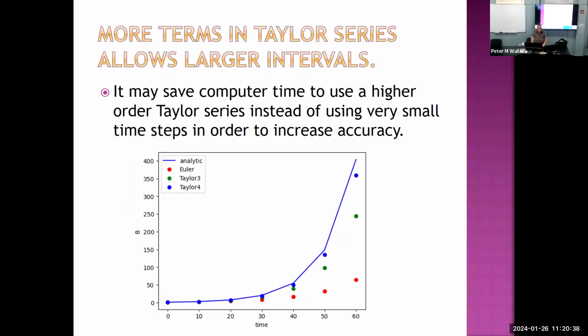Okay, so this is just saying what I already said. It may save computer time to use a higher order Taylor series instead of very small time steps in order to increase accuracy. Okay, so that's it for this lecture.